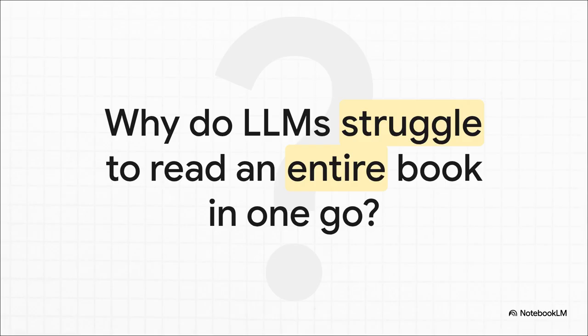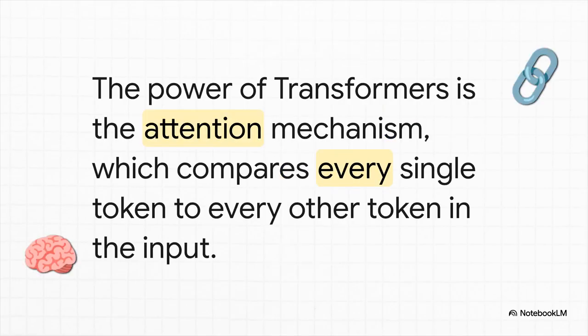Well, the reason isn't just about running out of RAM. It's way deeper than that. It's a hard computational limit baked right into the DNA of the transformer. Okay, so what makes transformers so powerful in the first place? It's this one magic ingredient, the attention mechanism.